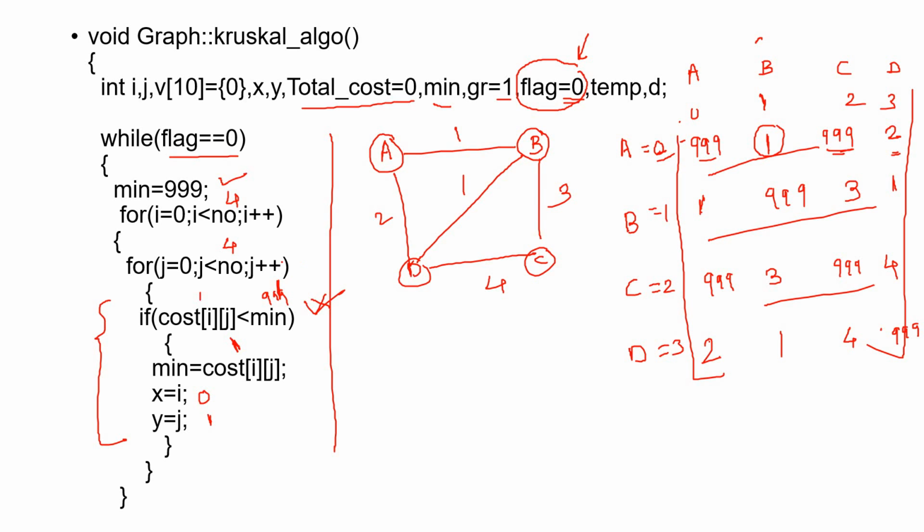Next i will become 1, 1 0. 1 0 is 1, and 1 less than 1, the condition is false. So like this, among all these values, the minimum we get is 1. Okay? So x is equal to 0 and y is equal to 1. So what is next?